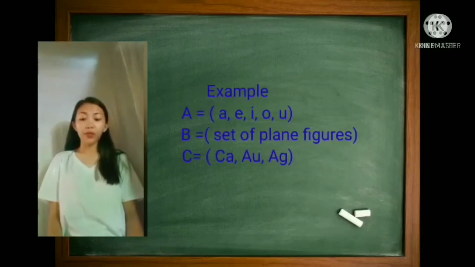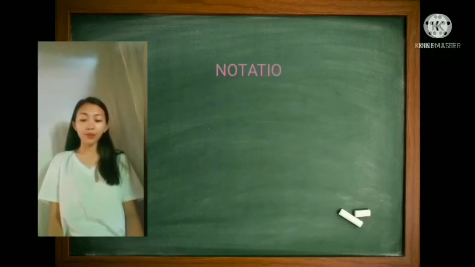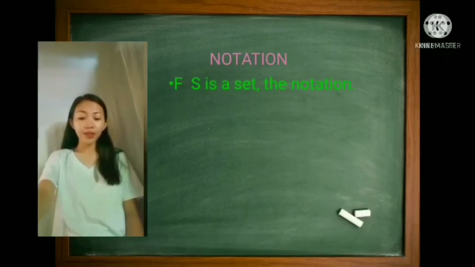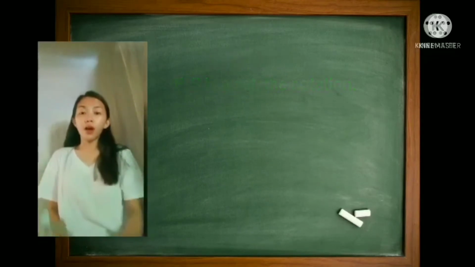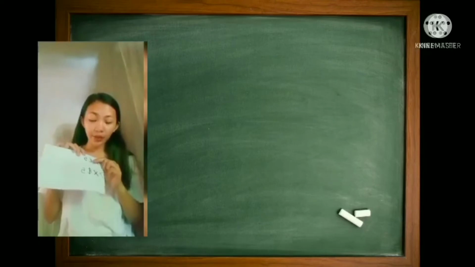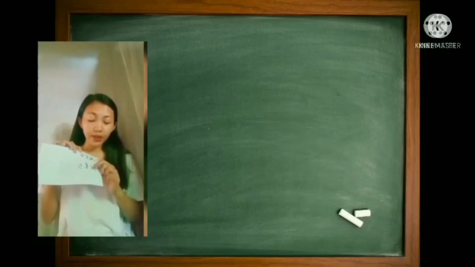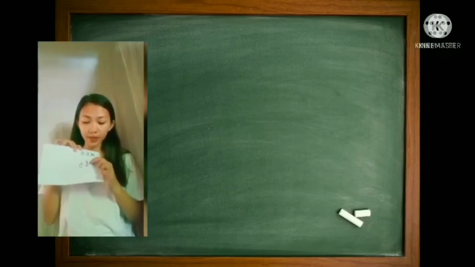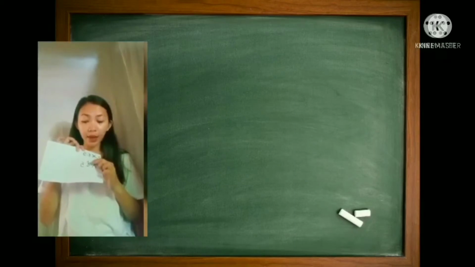The set of vowels, the braces A, E, I, O, U, and then the set of planets, the set of the periodic table of elements. Notation: if S is a set, how do we read this? x is an element of S. x is not an element of S. May slash lang siya sa isa, kaya ang basa dito ay x is not an element of S. Eto, x is an element of S.